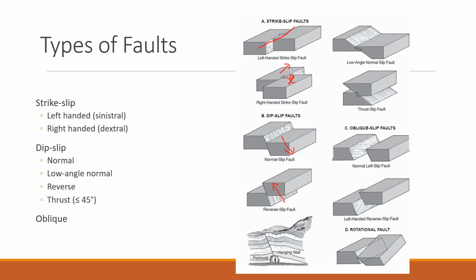We can also have abnormally low angle normal faults. Typically normal faults are about 60 degrees, but you can in certain situations get low angled ones. So sometimes people talk about a low angle normal fault. And then the final one, oblique, is where we have a component of strike slip with one of these dip slip. So we have a component in both the horizontal and the vertical.